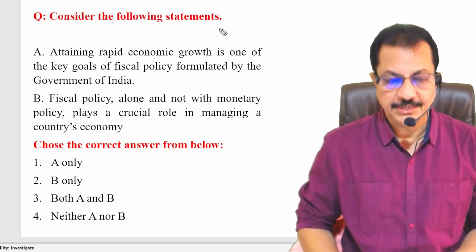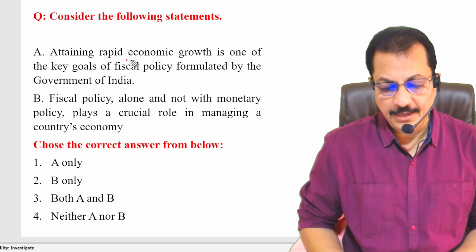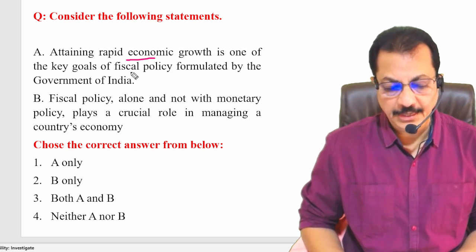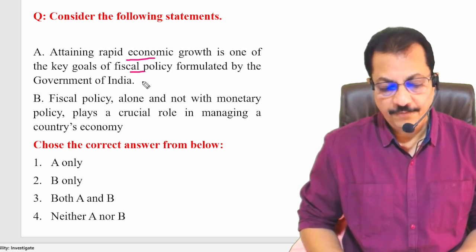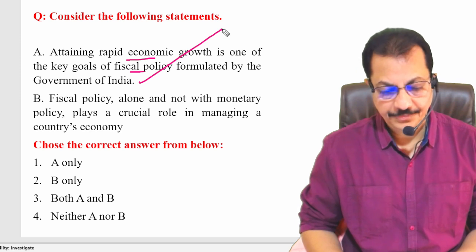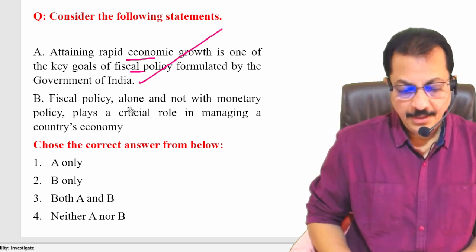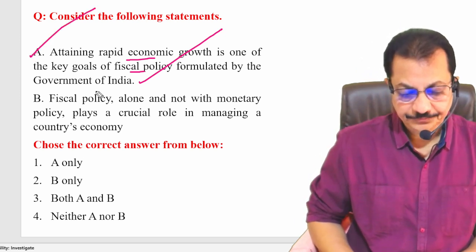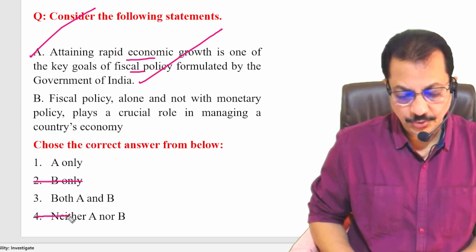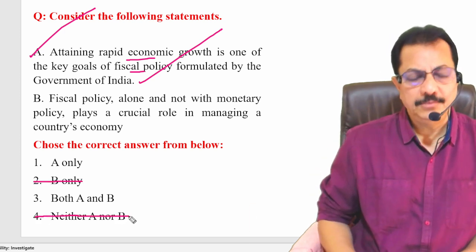We got a question again now. Consider the following statements. Attaining rapid growth is one of the key goals of fiscal policy formulated by the government of India. Is that okay? Agreed? Right? So statement A is correct. So it should not be my answer. Right? And this also should not be my answer.